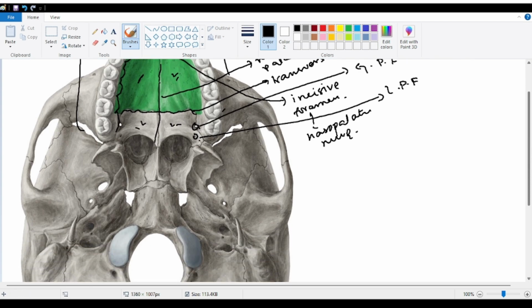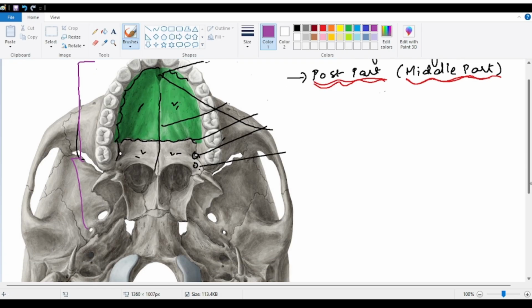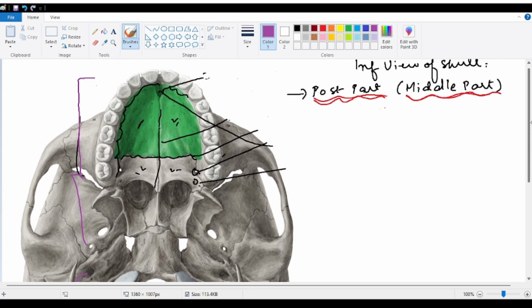Now next, moving more posteriorly. So now more posteriorly, or you can say the middle part. If we say this one is the anterior part, then this one is the middle part, and here we see the posterior part, the most posterior. First of all we covered the anterior part. Now moving on to the middle part.